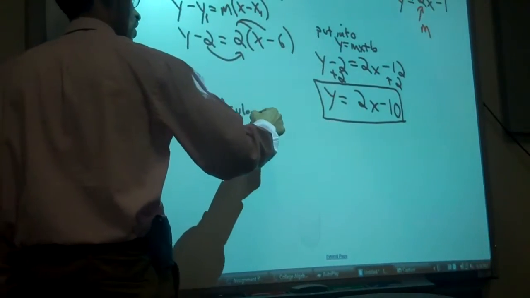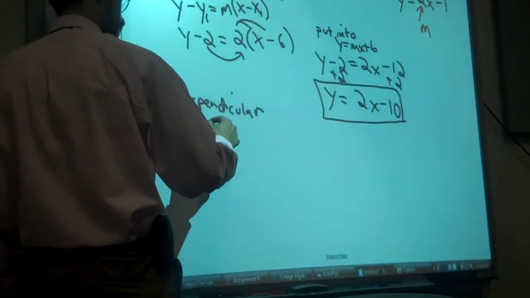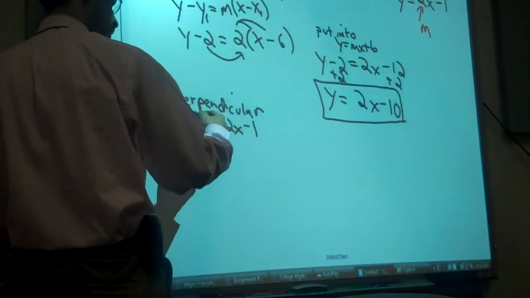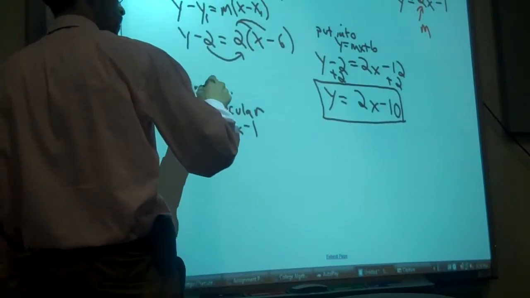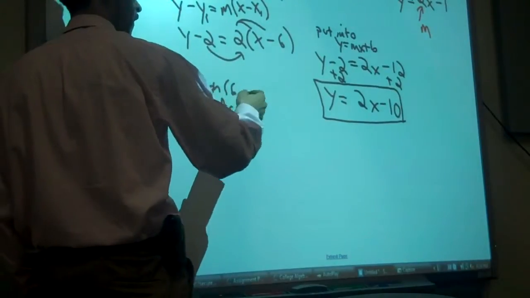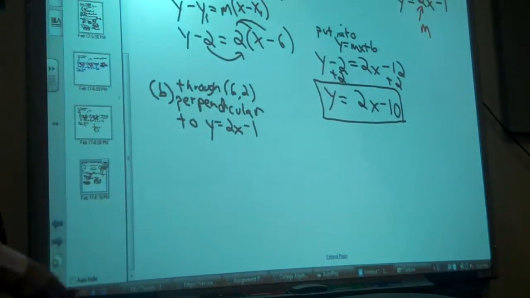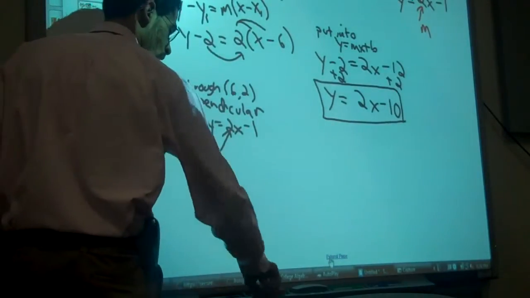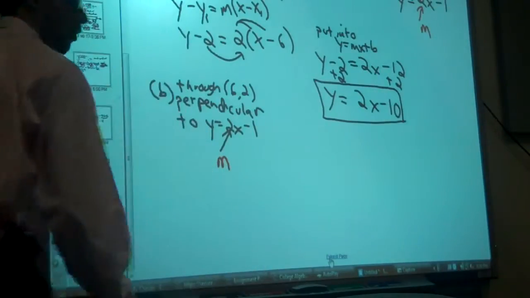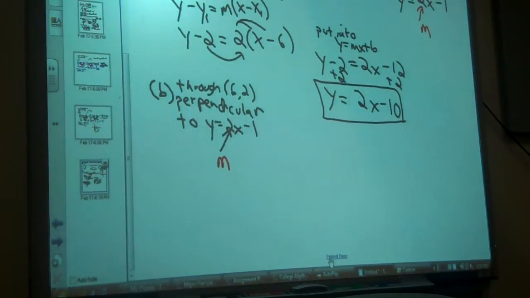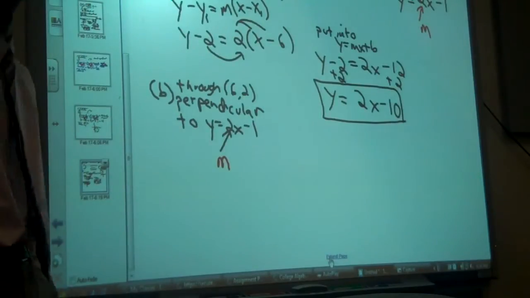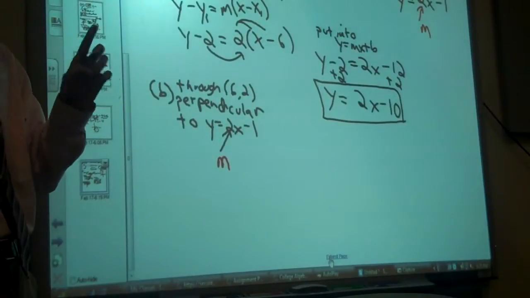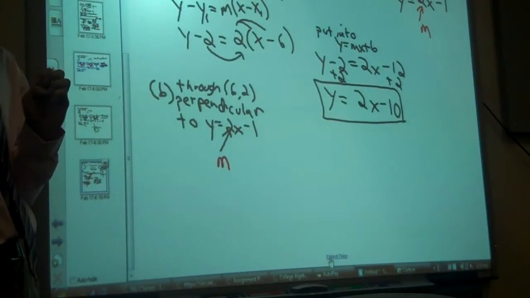Part B is perpendicular to the given line. It goes through that same point. So we know this line has a slope of 2. What did we learn about perpendicular lines? The negative reciprocal. So if your slope is 2, your perpendicular slope is negative 1 half.